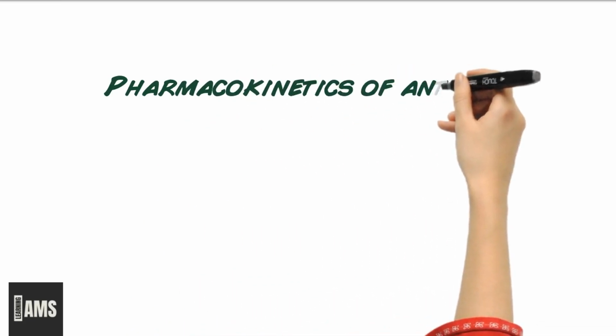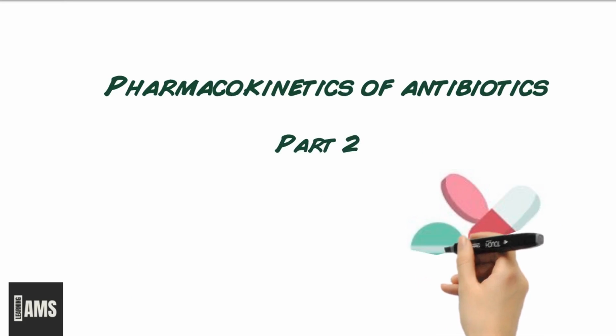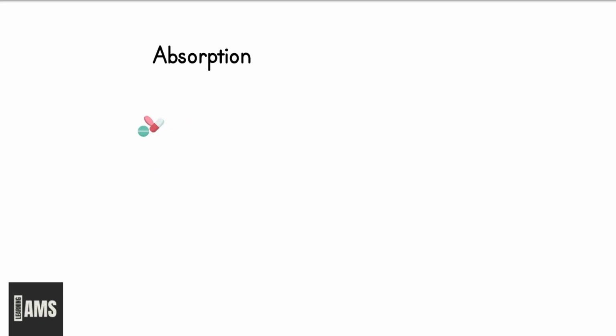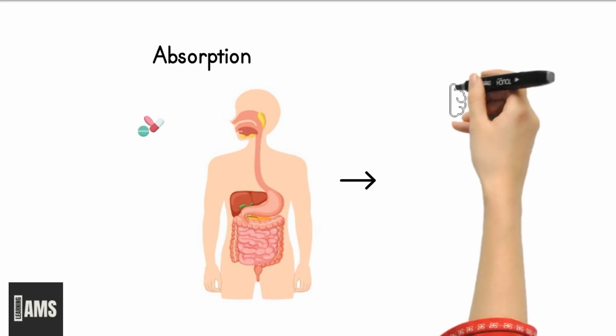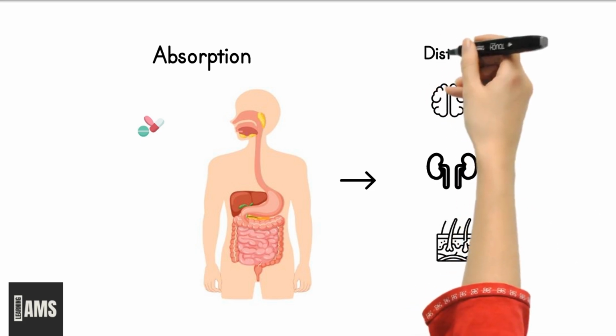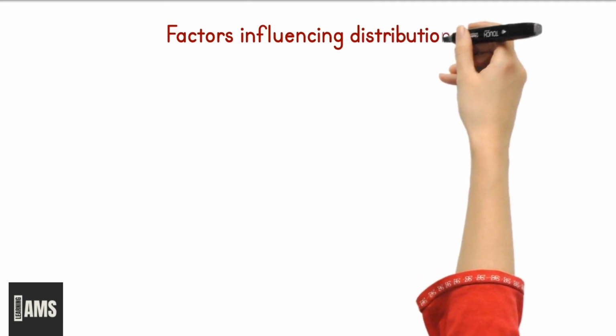We will discuss the distribution process of pharmacokinetics. After the absorption process is done, the drugs are now already in the bloodstream. Then, these drugs should spread to other parts of the body, and this process is called distribution. The drug distribution varies on different factors.